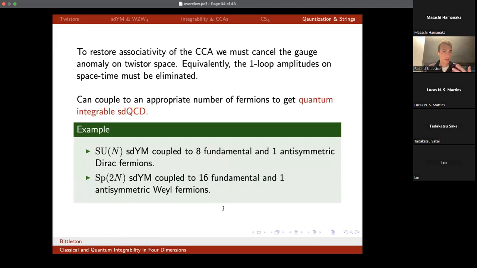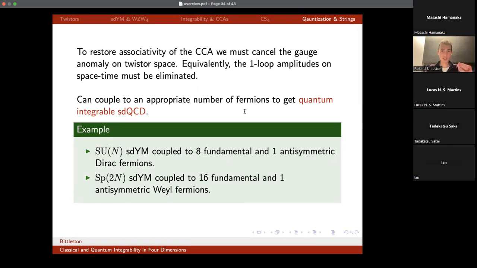So how do we get a consistent hidden symmetry algebra? Well, it's clear what we need to do. We need to remove the gauge anomaly on twistor space. We need to cancel it some way. And on space-time, that means we just need to eliminate the one-loop amplitudes. So the anomaly is actually the 4-point amplitude, but it turns out if you eliminate that one, then you eliminate the other ones as well.